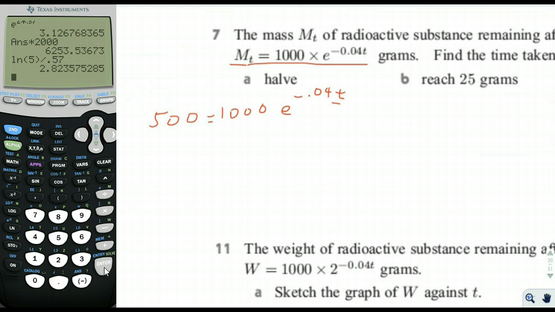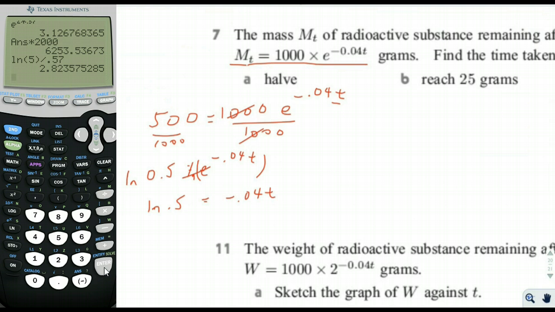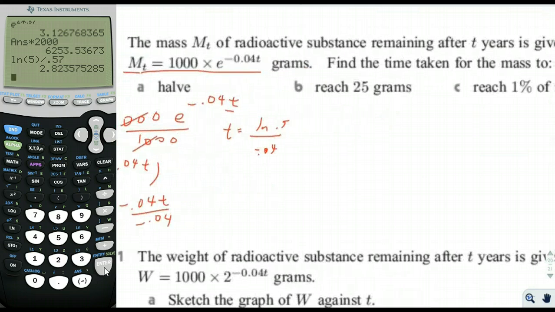So we're going to isolate the t. First thing we're going to do is divide both sides by 1,000. And that gives us 0.5 equals e to the negative 0.04 t. Take the natural log of both sides. That gives us natural log of 0.5 equals, and natural log and e cancel each other out, negative 0.04 t. Divide both sides by negative 0.04. That gives us t equals natural log of 0.5 divided by negative 0.04. So you can divide that on your calculator and find out what the exact answer is.